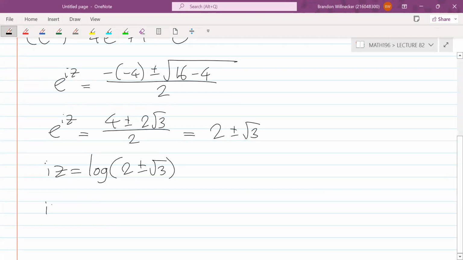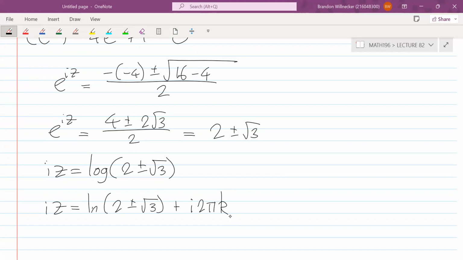So here we have iz is equal to the natural log of 2 plus or minus root 3. And remember, the exponential is 2 pi periodic, so we need to add i times 2 pi k. Okay, because of that periodicity, we need to include that.